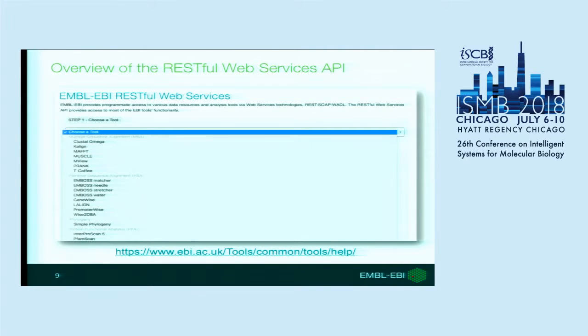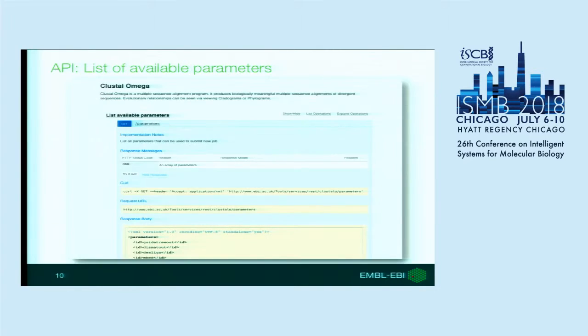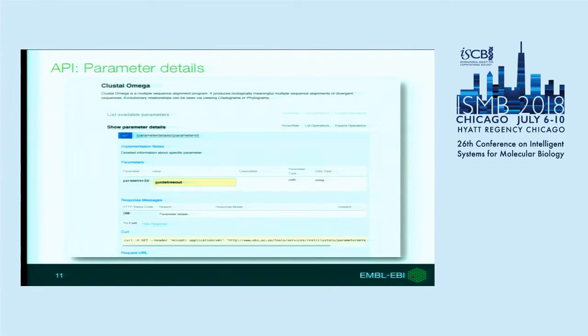So in this case, if you click on the drop-down menu there, you'd select the tool and then get to know and browse the different endpoints that you can use. Say that in this case, I selected Cluster Omega. The first endpoint here would be parameters. If you try that, you'd get an XML list of the different parameters of Cluster Omega that you can use from there. And also, in the case that you get the list here, you can then get to know more details about each individual parameter.